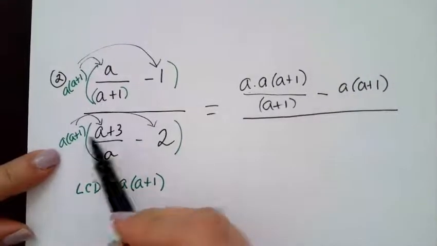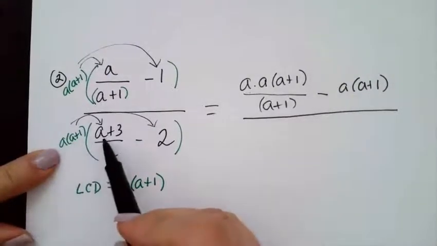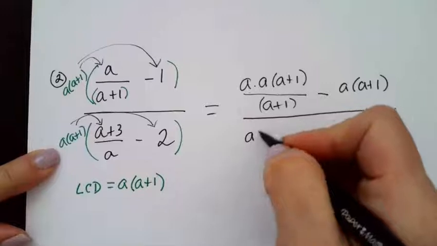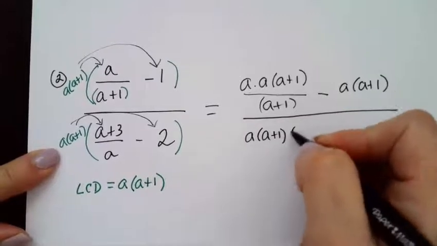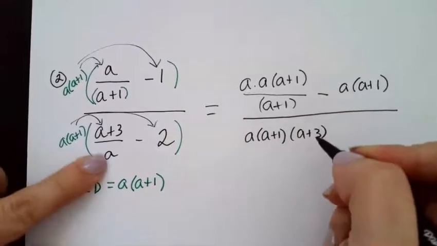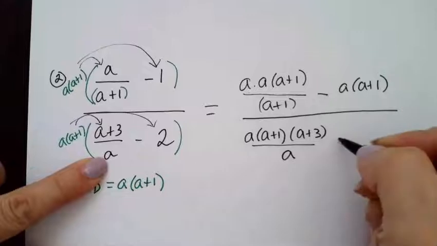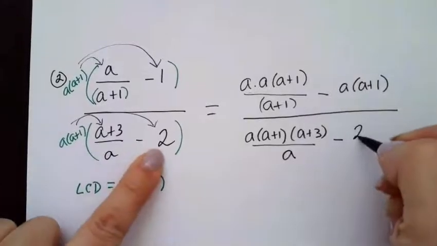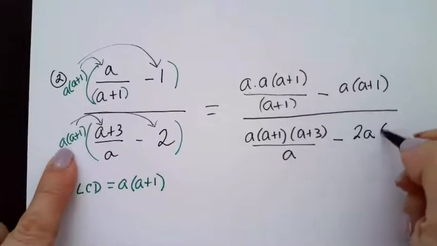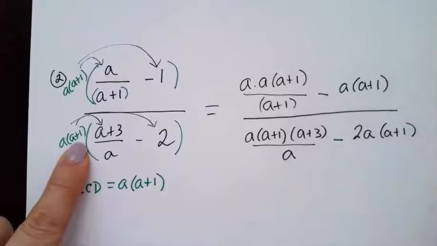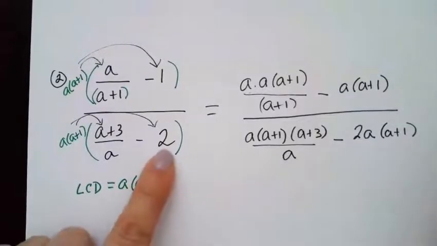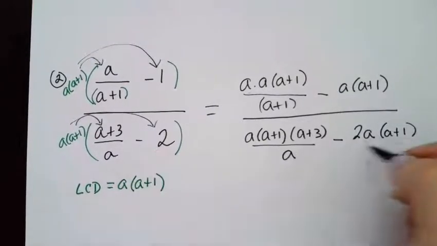Here we have a times a plus 1 times a plus 3 over a, minus 2 times a plus 1. This 2 doesn't have a denominator. The denominator is 1, so I'll just leave it like so.